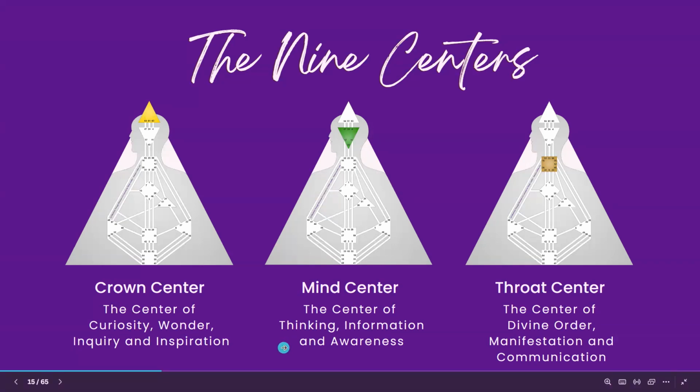So an awareness center. There actually are 3 awareness centers in the body graph. The other 2 are the spleen center and the emotion center. Then next here is the throat center, which we've already looked at briefly on the other chart. This is the center of divine order, manifestation, and communication. And it's said in the human design system that all the energies are trying to get here to the throat to express at the throat.